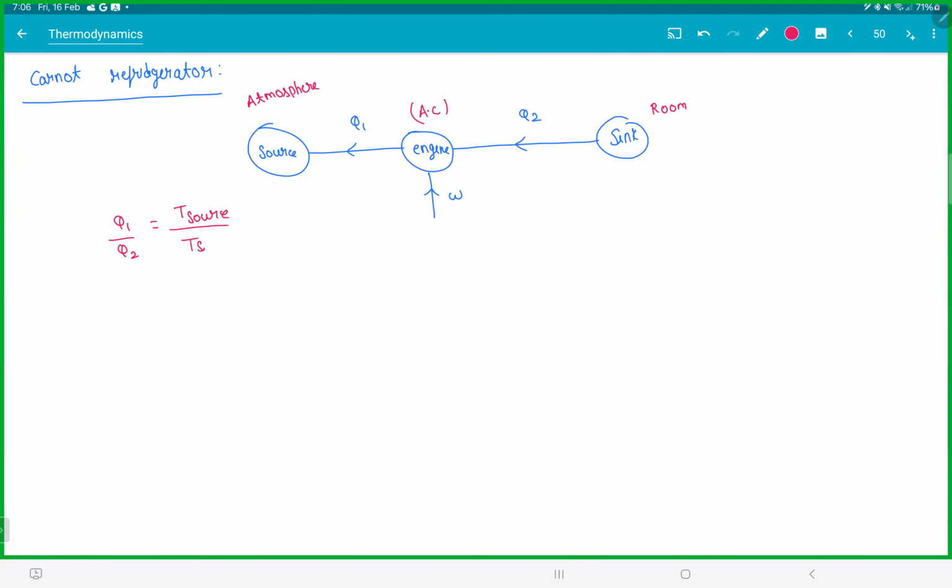But tell me one thing. Here efficiency ka meaning nahi hai. In AC or refrigerator, what are you actually interested in? How much heat are you removing per unit work, isn't it? Let's say if I supply 1 joule of electricity, do you want to remove more heat from the room or less heat from the room? You want to remove more heat from the room, isn't it? So this is what actually happens. We provide electricity to AC. It removes heat from a room which is cold and throws it to atmosphere.